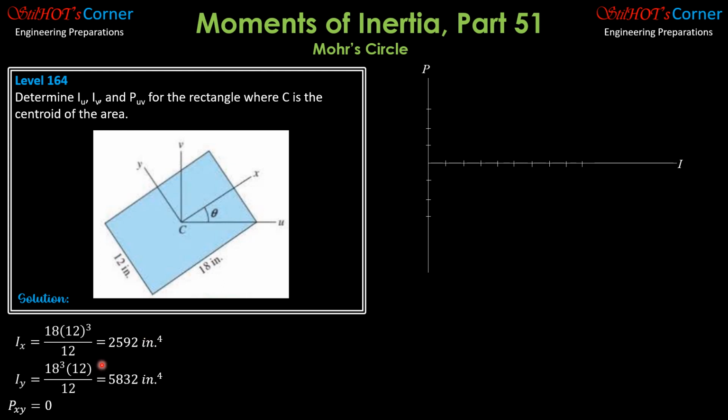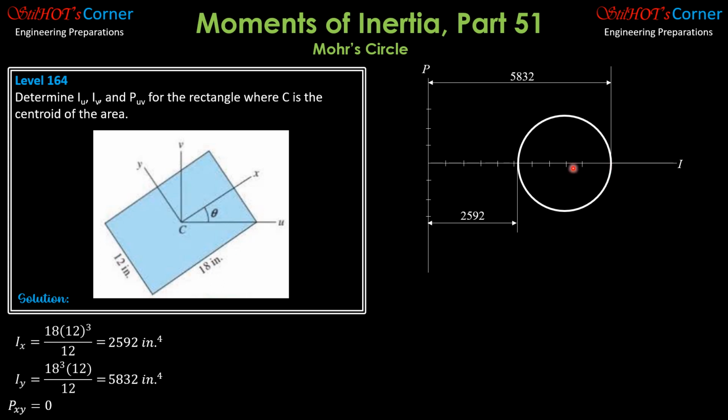Ix is plotted. It is on the principal axis. These are the principal axes of inertia, Ix and Iy. So we have 2592 for Ix. We assume that each grid is 500, so 2592 in inches to the fourth, and the other one is 5,832. So I'll just approximate it. So that's it. Then we draw a circle.